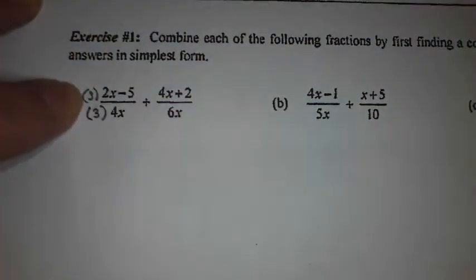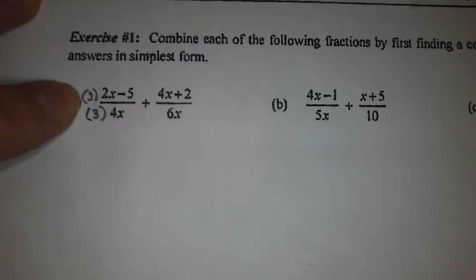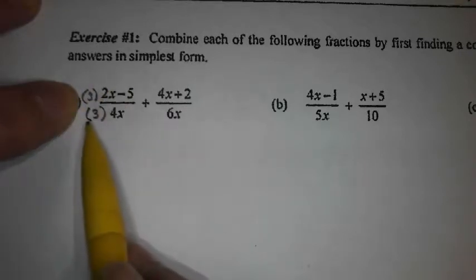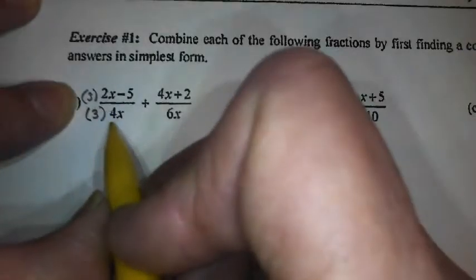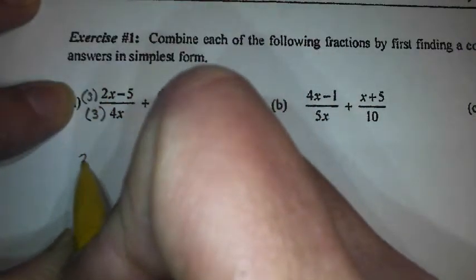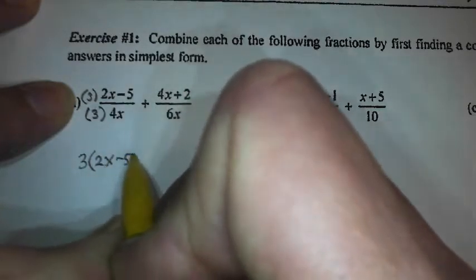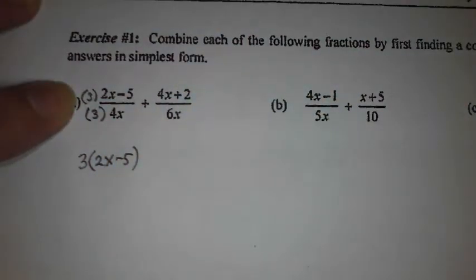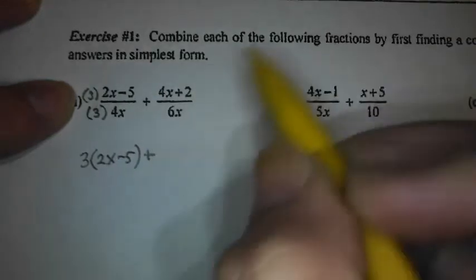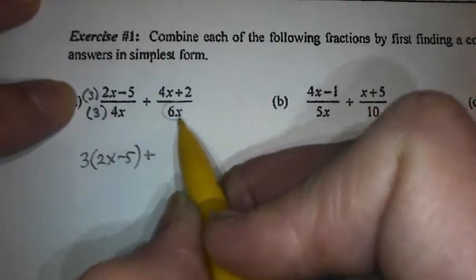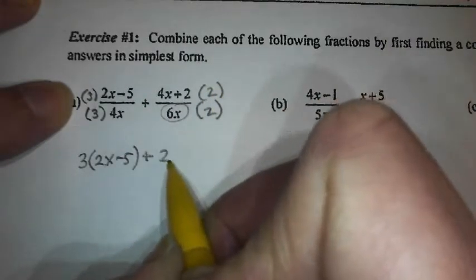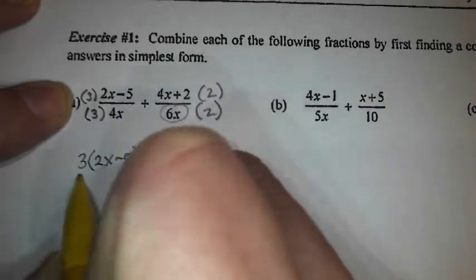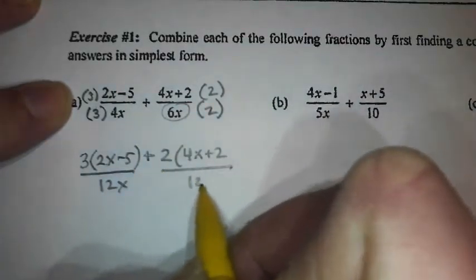So to get the 4 to be a 12, I multiply by 3. Why do I have to do it in the numerator and the denominator? Correct, because I'm basically multiplying this fraction by 1. I'm going to change its appearance, but I'm not changing the value. So I'll just keep it separate. So that's 3 times 2x minus 5. 2x minus 5 is a binomial. Plus, and this needs to be multiplied by 2. So that's 2 times 4x plus 2 up top. And they're both now over 12x.